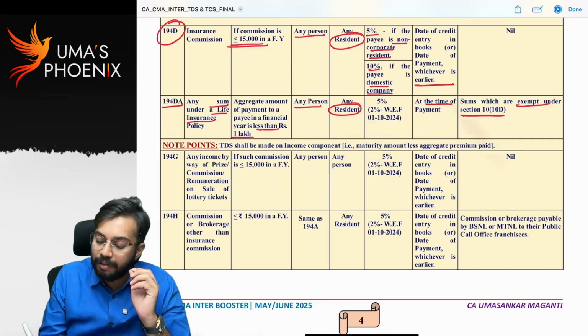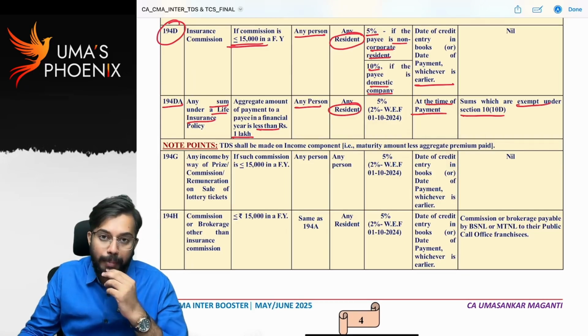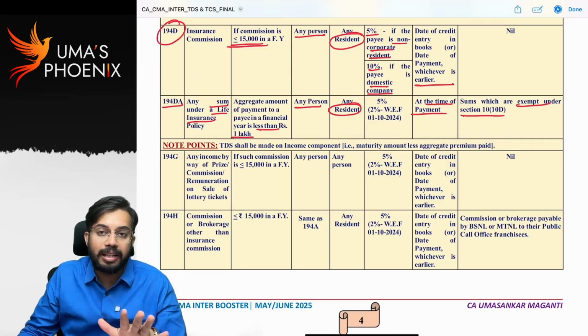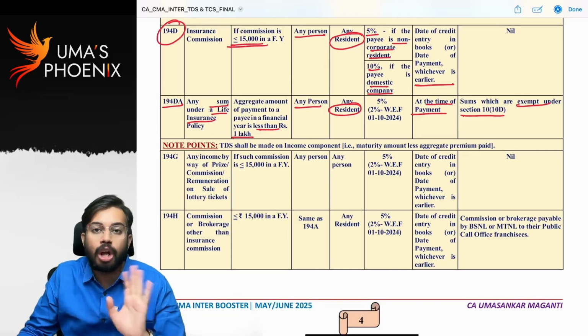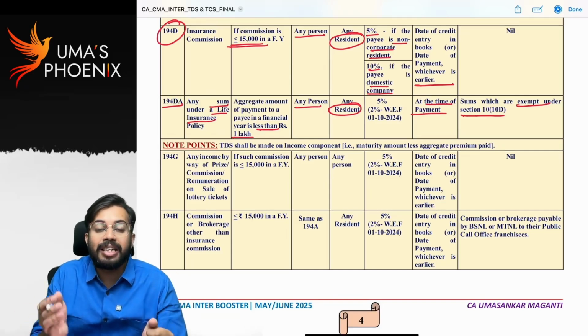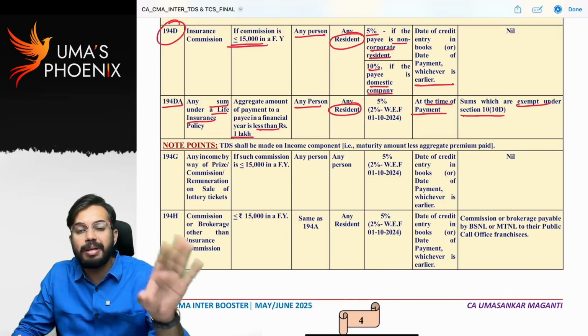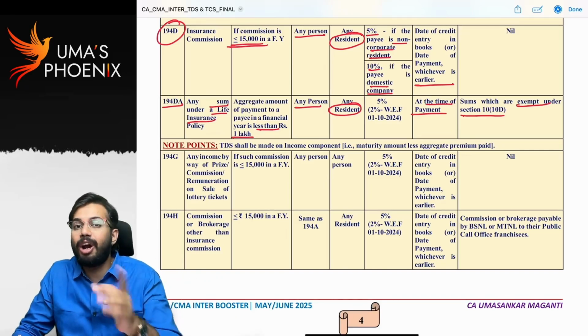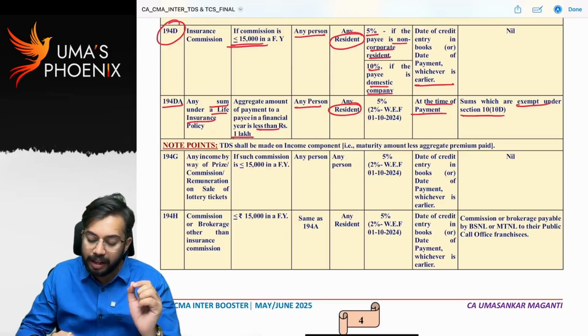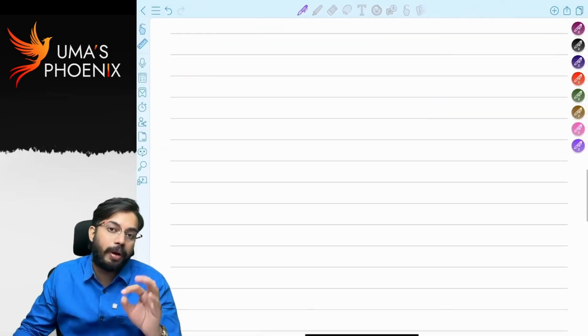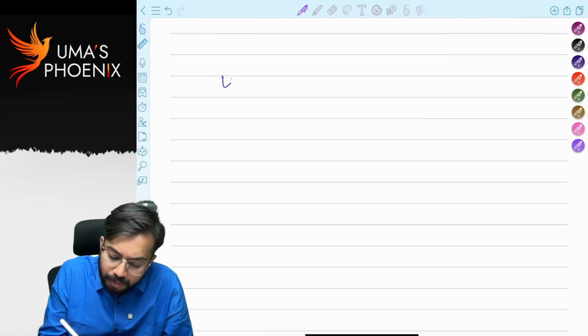TDS is required to be deducted at the time of payment. The important thing is TDS is required to be deducted on the income component, not on the maturity amount. That means for checking the threshold limit, we will see the maturity amount, but TDS will not be deducted on the maturity amount. TDS will be deducted on the income component. I will tell one example.